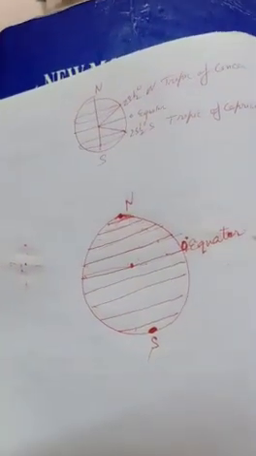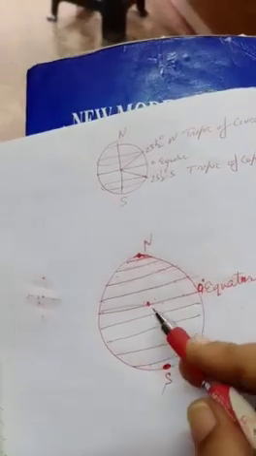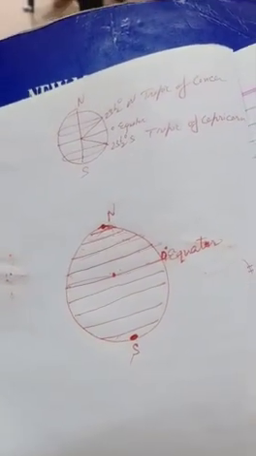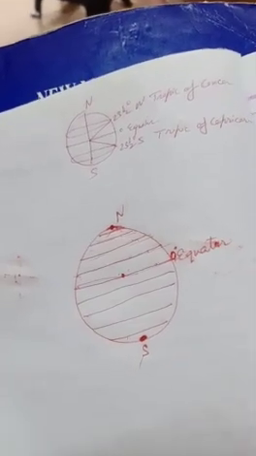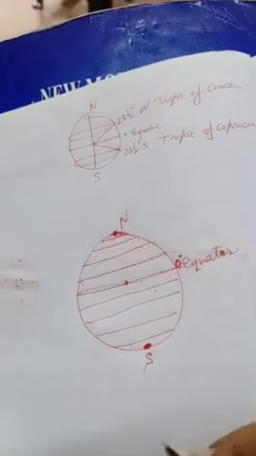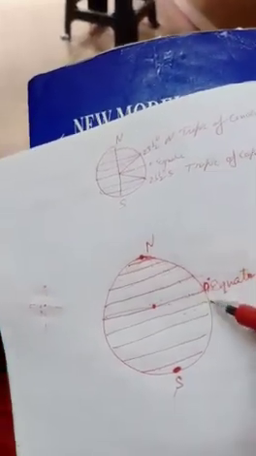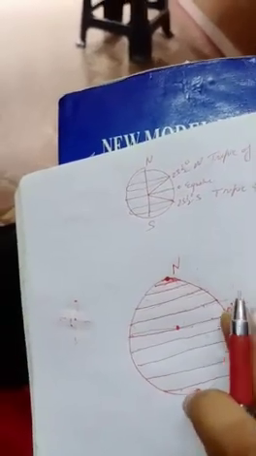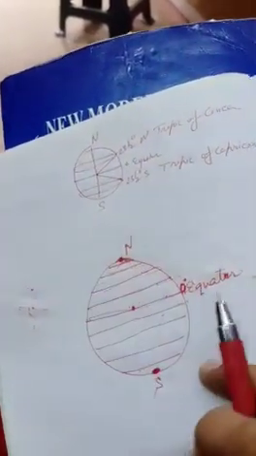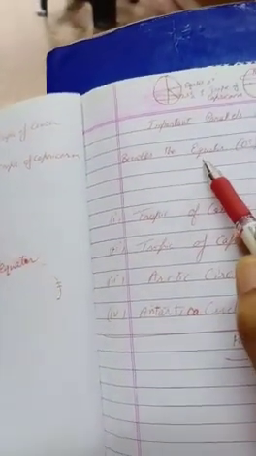Why do we need to imagine such lines? Because it will be easy to locate any place with the help of these lines. To get an idea of the location of any place, these imaginary lines, latitude and longitude, help us. Where we are standing, how far we have to move from the equator. So that's why we have imagined such lines, which are called longitudes.